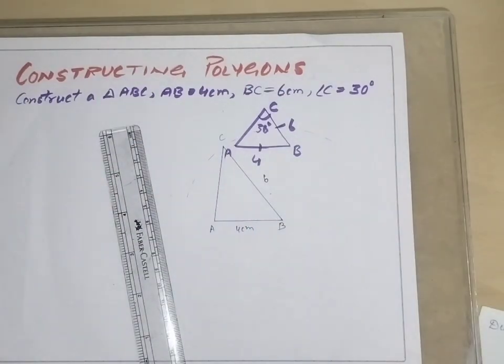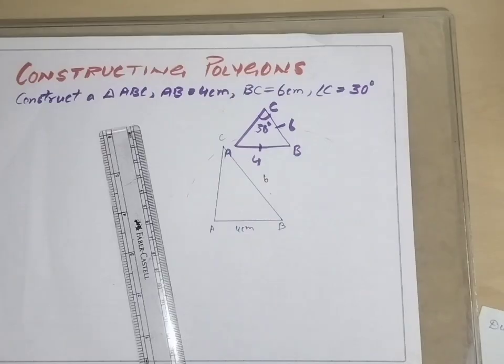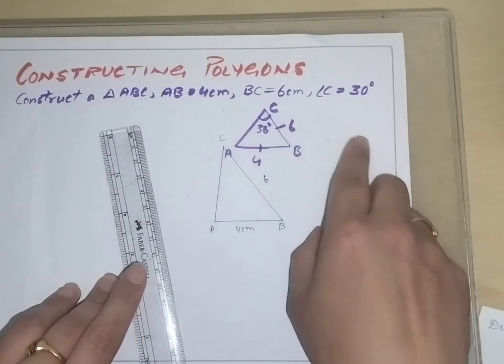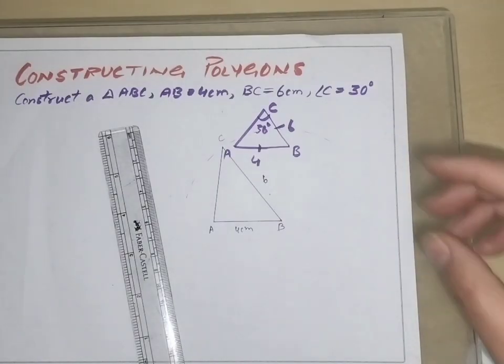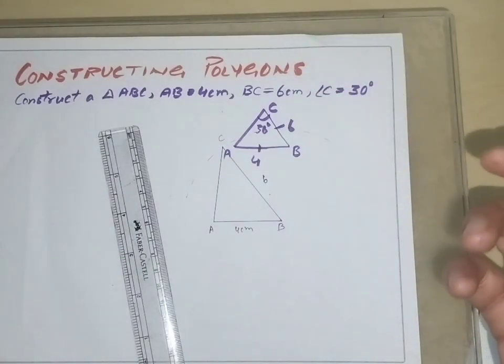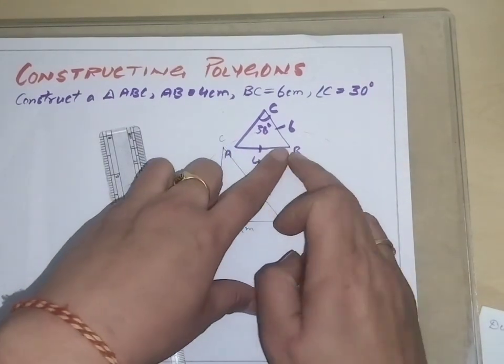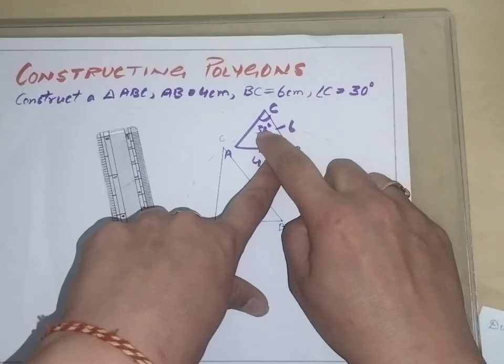The dummy helps us plan the path of action. We randomly chose this point, which we should never do. So what should we do? We got stuck here. Which point is to be taken? How should we start? We should decide the plan of action in the dummy only. If we draw AB equals 4, we'll get stuck with this 6 centimeter. Moreover, 30 degree is to be drawn at C.